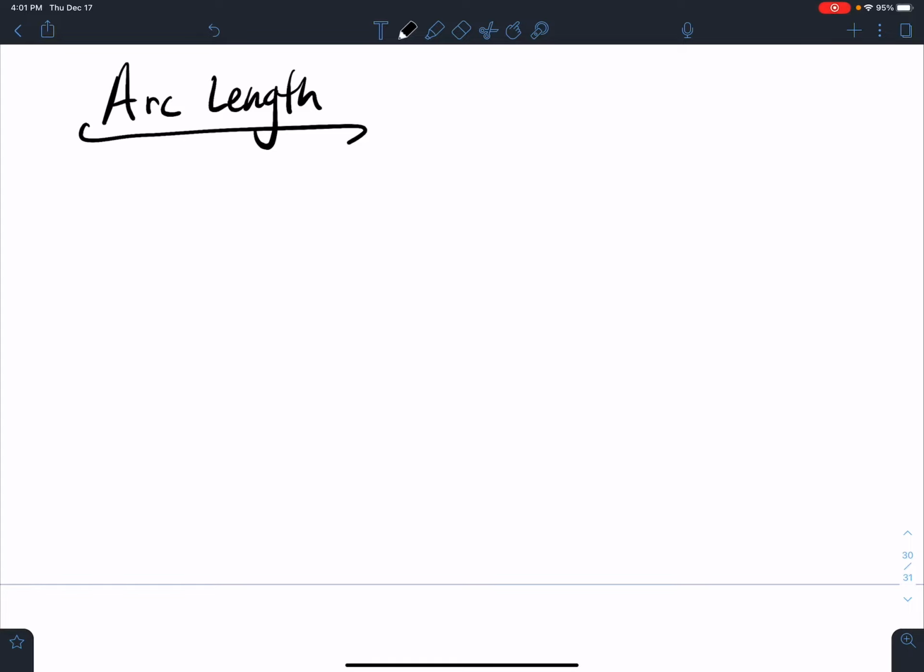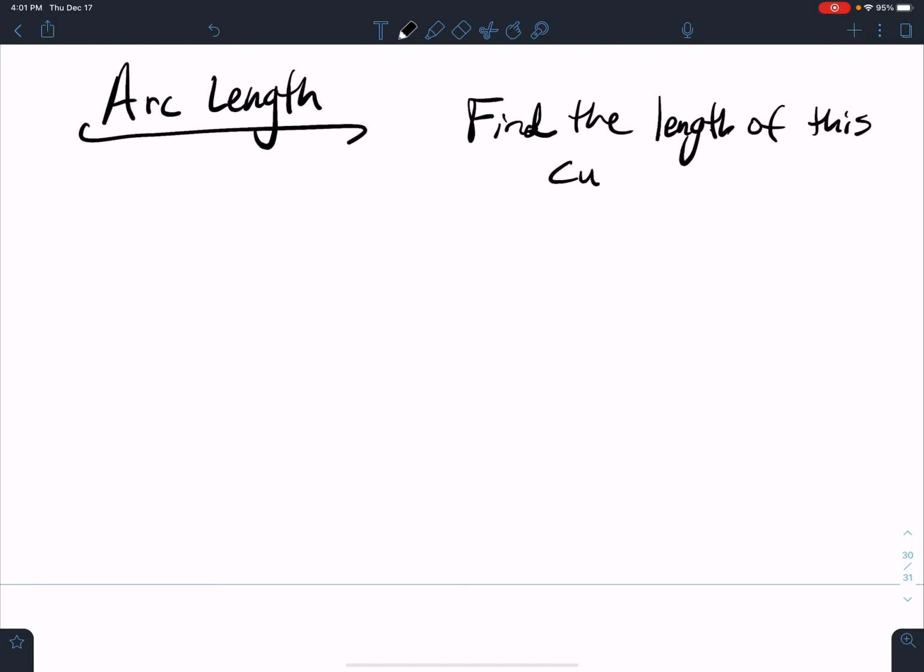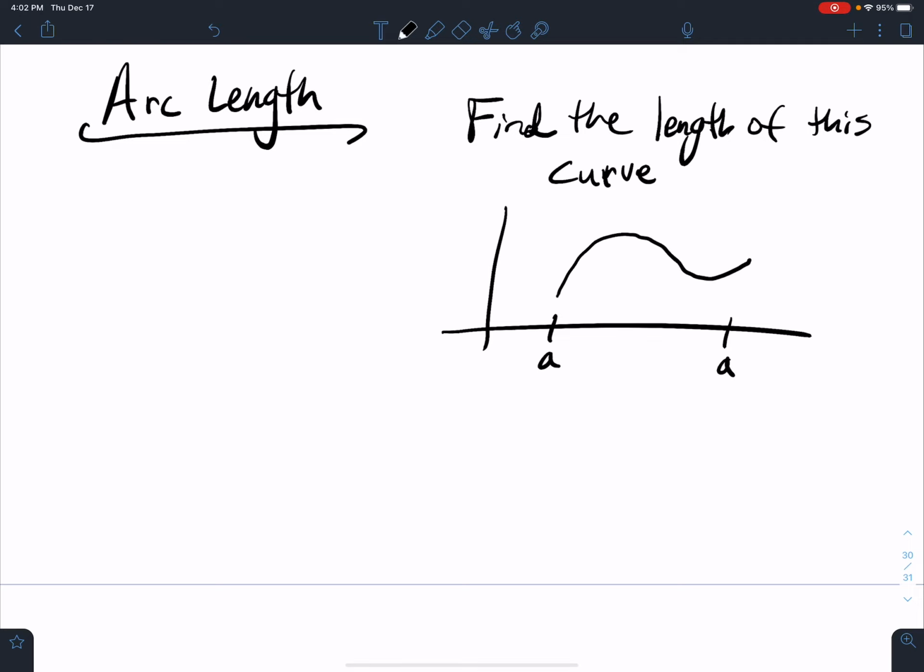Here we're going to talk about arc length. So we're going to find the length of this curve. Finding the length of a curve, integral from A to B. So we've got this curve. Sorry, I wrote A to A, so A to B. And I want to find the length of that curve.